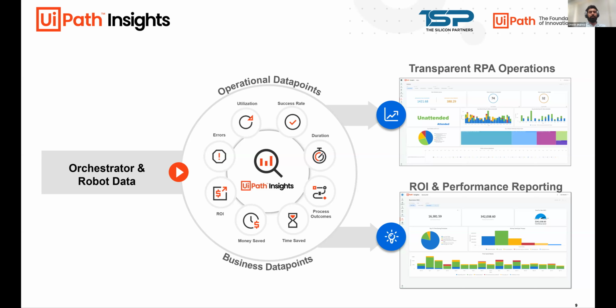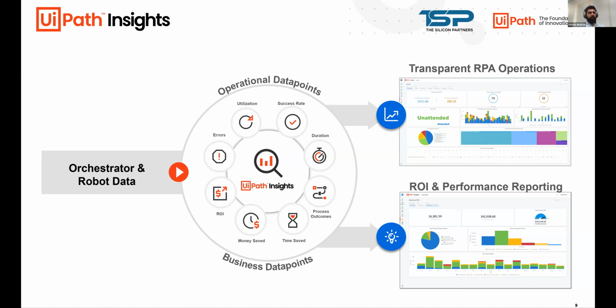Moving to the next slide, which is about having a high-level understanding of how UiPath Insights works. This diagram shows the key data points around operational and business metrics. The Orchestrator and robot data is ingested into Insights in real time, and we can create a dashboard on specific operational and business data points. When you enable Insights on a tenant, any historical data present in the Orchestrator database will be ingested and available in Insights within a few minutes.